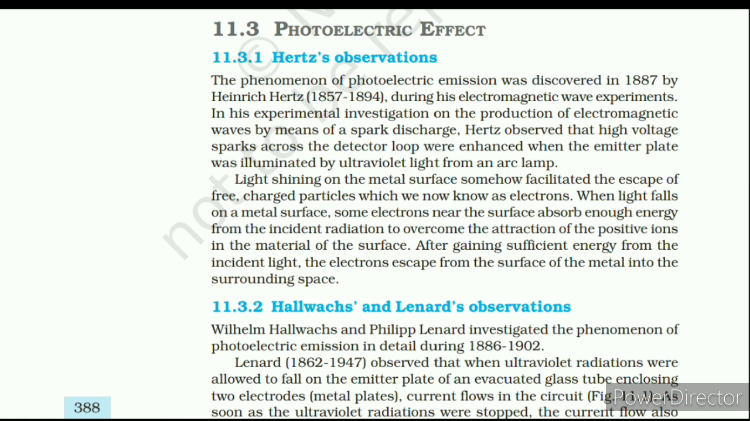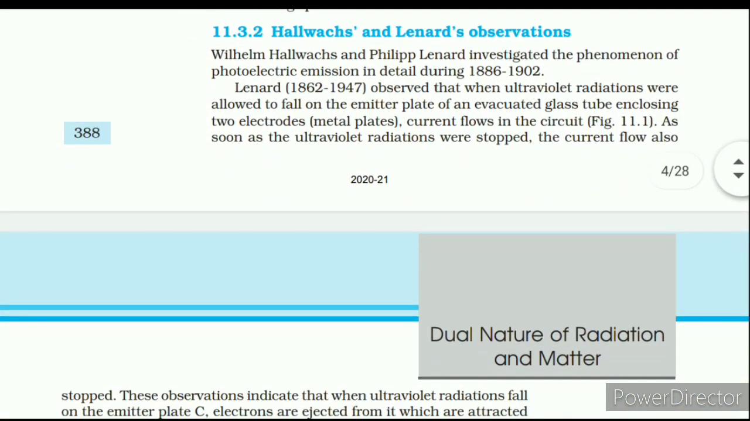Hallwachs in 1888 undertook the study further and connected a negatively charged zinc plate to an electroscope. He observed that the zinc plate lost its charge. From these observations, he concluded that negatively charged particles were emitted from the zinc plate under the action of light. After the discovery of the electron in 1897, it became evident that the incident light causes electrons to be emitted from the emitter plate. The emitted electrons were pushed towards the collector plate by the electric field.